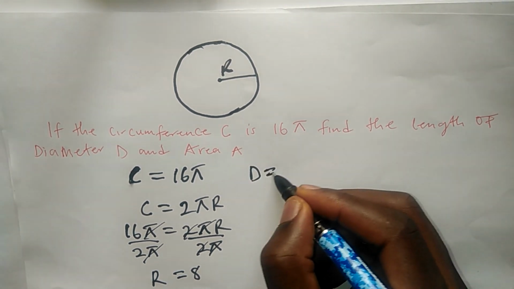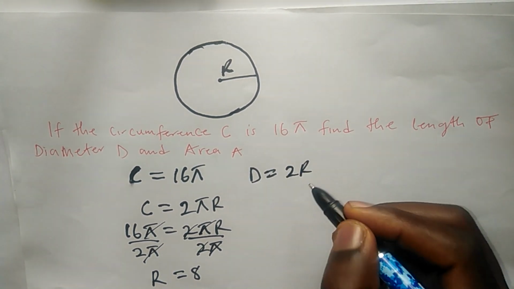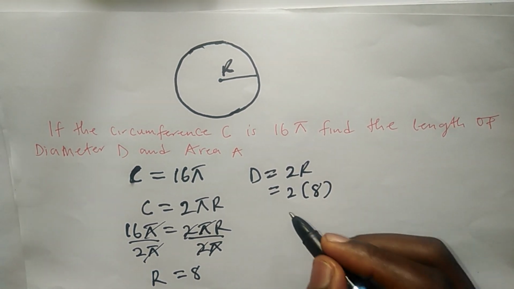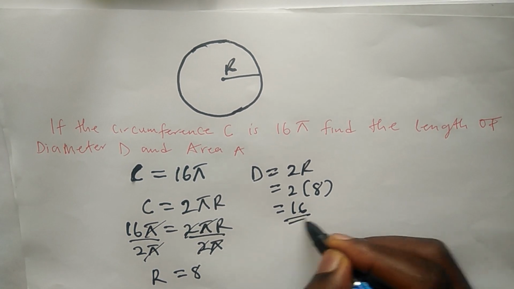Now, what is the diameter of the circle? We know diameter D is equal to 2r. Therefore, we have 2 multiplied by 8, which is 16.